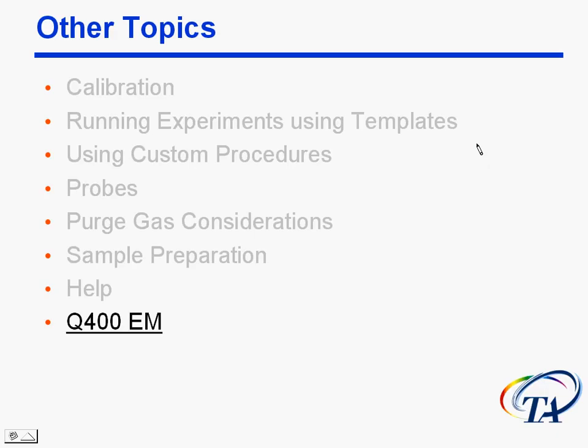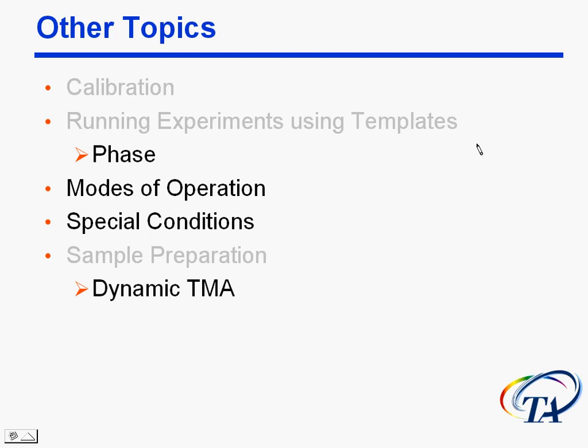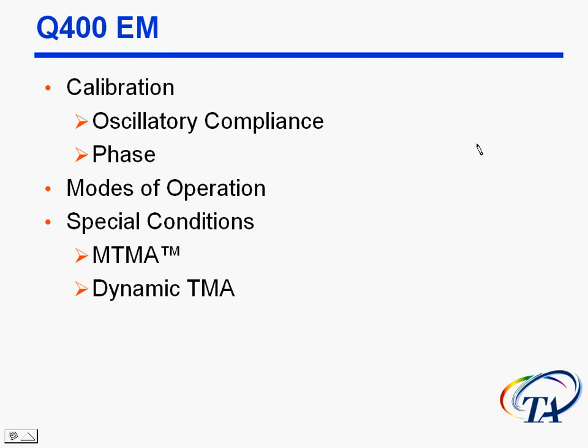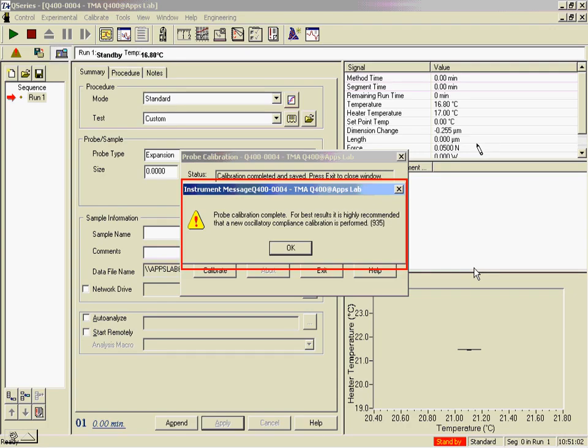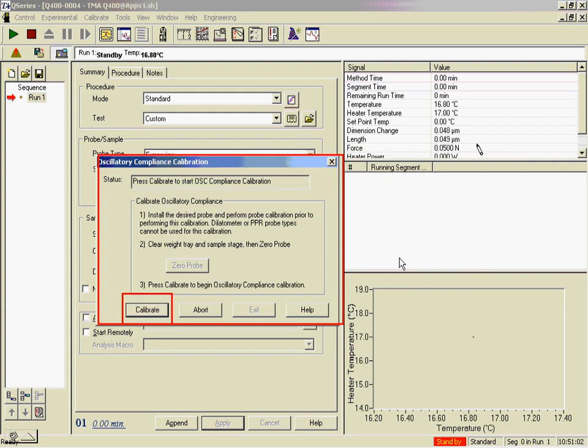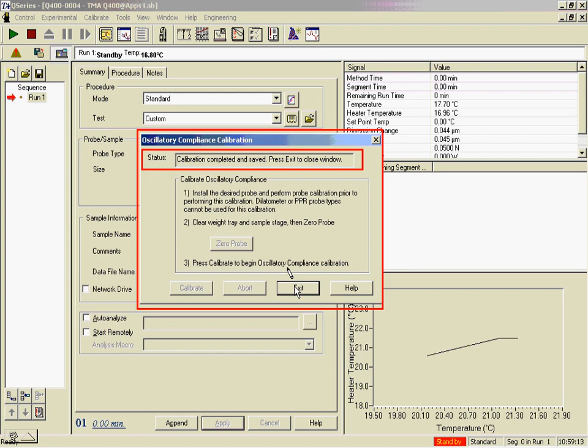Okay. The next little bit, we're going to talk about the Q400 EM and the specifics to that. These specifics are calibration, oscillatory compliance and phase calibration, modes of operation, and then some special conditions. After we calibrate a probe, we get this error message that we saw earlier. So if we say OK to that, and we go in and we start up this compliance calibration, it's going to step us through what we have to do here. And so we say calibrate, and that's basically it. We just follow the window here.